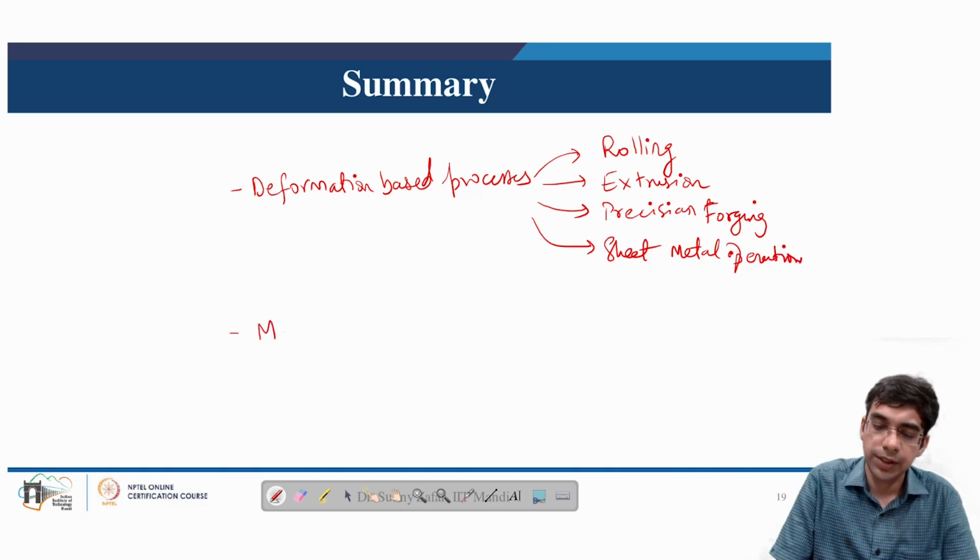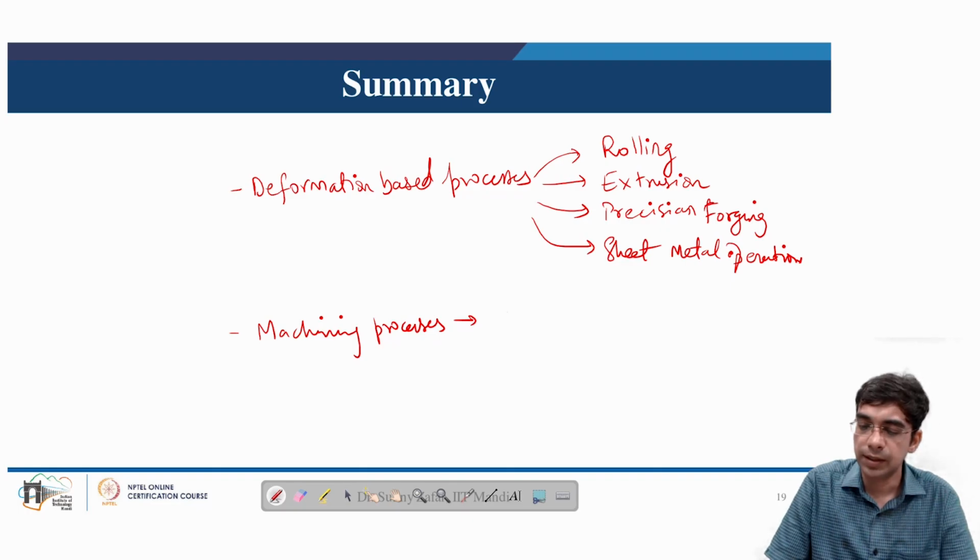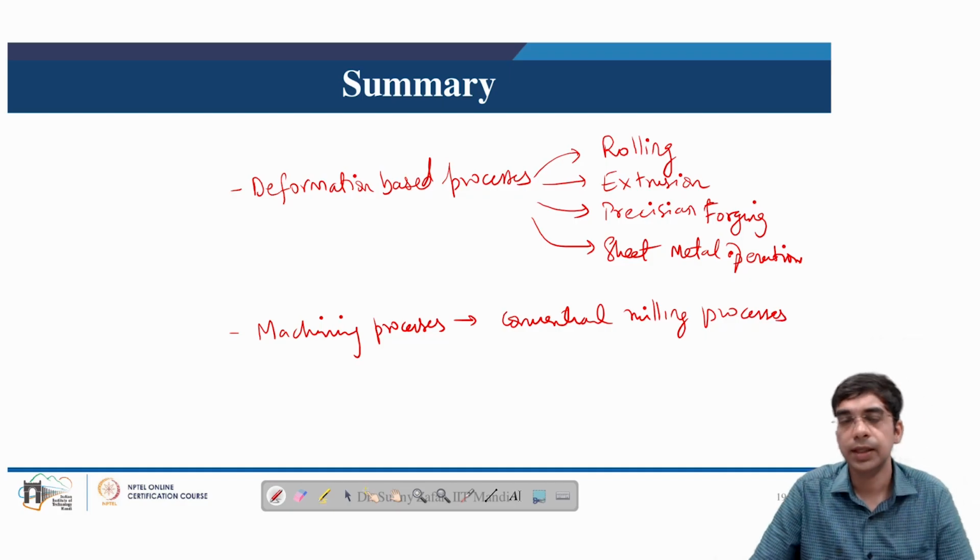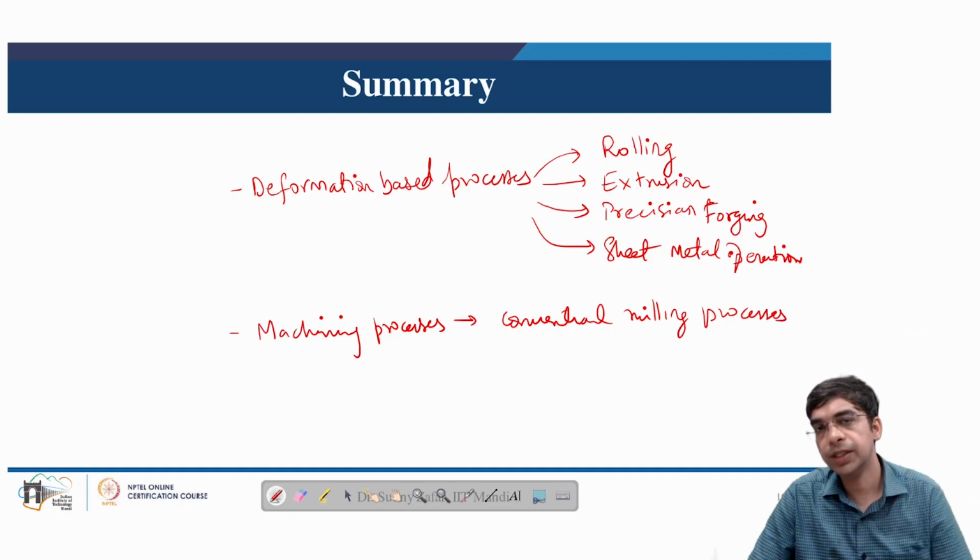And in case of machining processes, we have seen processes like the conventional milling processes being used in machining different parts of the steam turbine, which include housing, shaft, blades, as well as the stator blades, etc.